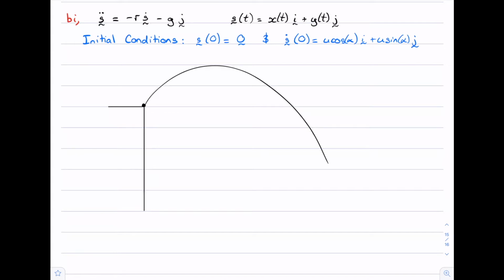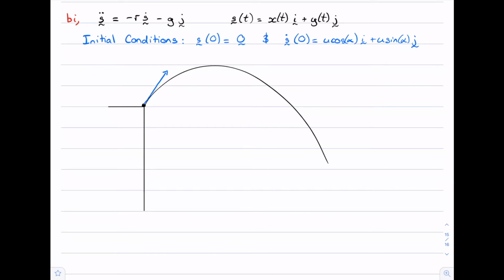Now, what do we want? We want to understand what u and alpha are, and it's telling us that they come from this initial condition. So s dot at 0 is the initial velocity vector. If I wanted to draw that in, it would look something like this. This is our initial velocity vector.